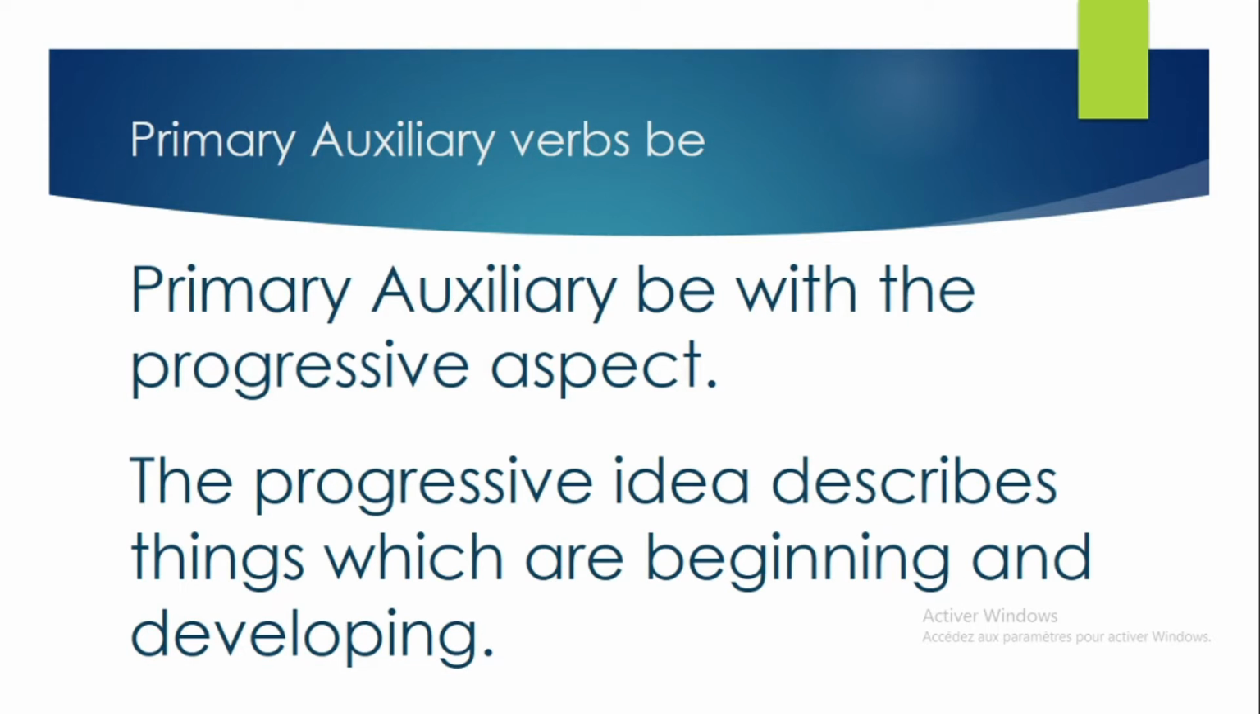Alright, so primary auxiliary verb be with progressive aspect. As we said, we're gonna talk today about the progressive aspect. This is the first way the verb to be helps other verbs. The verb to be helps other verbs with the progressive aspect. So this is the reason why today we're gonna just talk about the progressive aspect. As you know guys, the progressive idea describes things which are beginning and developing. This is the idea of the progressive action. OK?